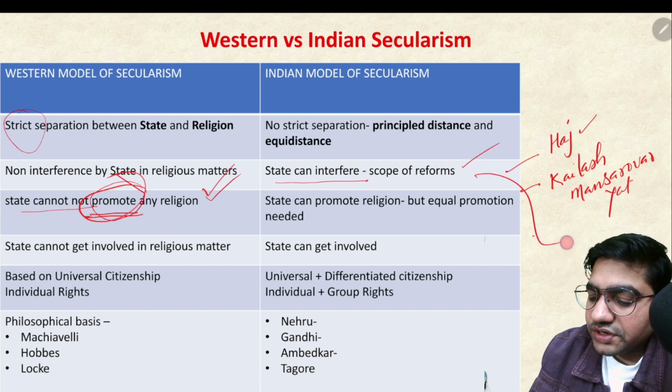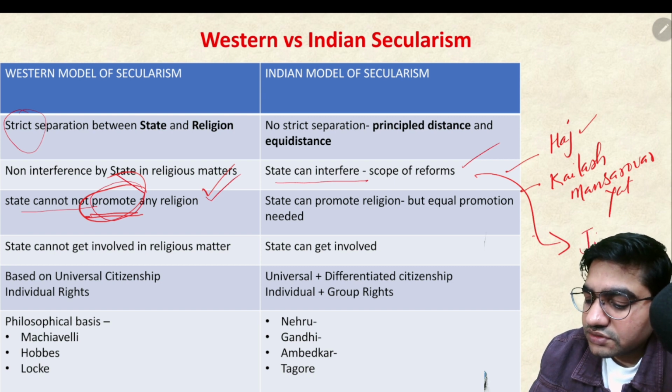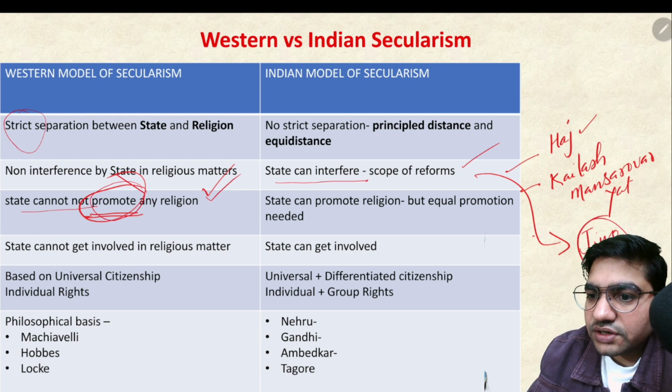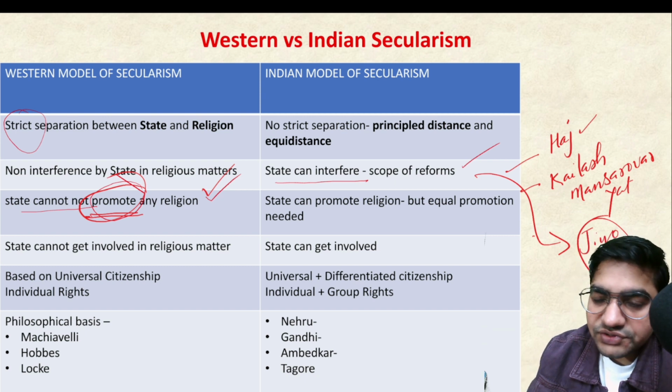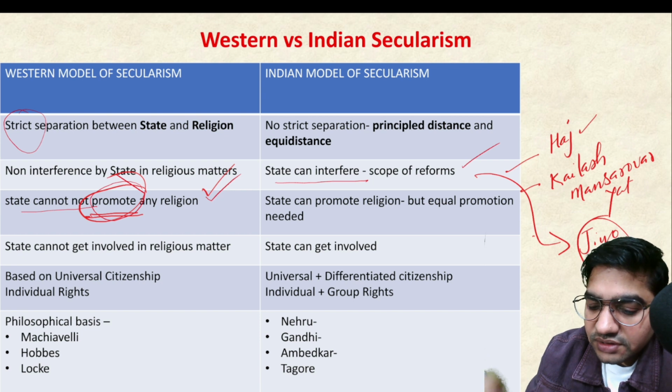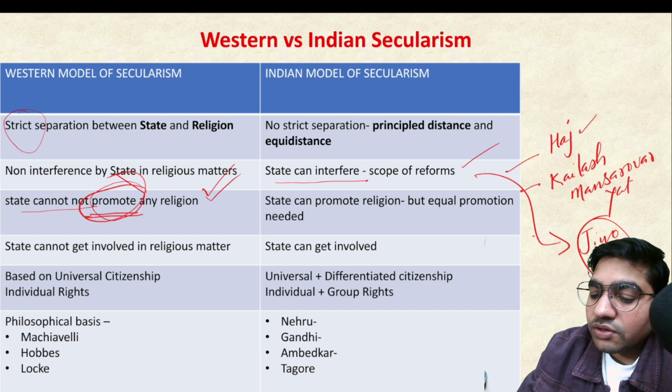And if you are following current affairs, then you must be aware that for Parsis there is a scheme known as the Jiyo Parsi scheme. This scheme is to help the growth of the population of Parsis, because their population is dwindling very fast. So, as against the Western model, which does not allow the state to promote or support a religion, in the Indian model the state can actually help the cause of a religion.